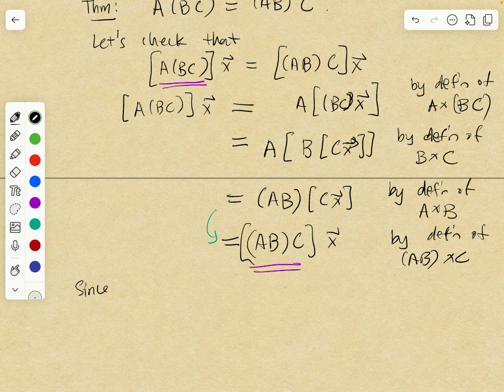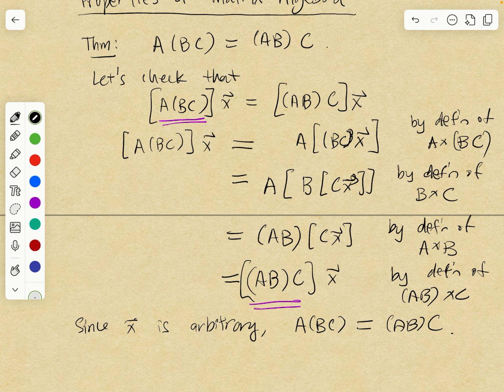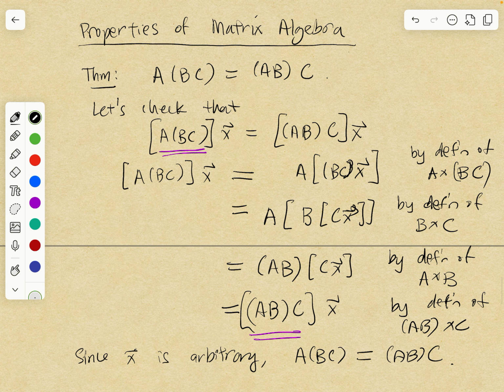So since X was arbitrary, we conclude that the matrices A times BC and AB times C are equal. And that's the proof. That's a proof of the theorem. So this is the associativity of matrix multiplication. This theorem is saying that matrix multiplication is associative.